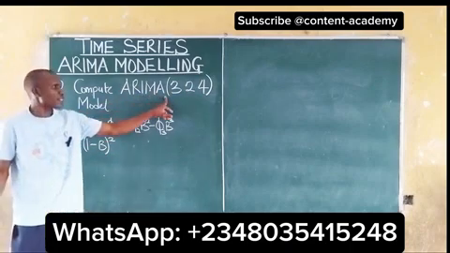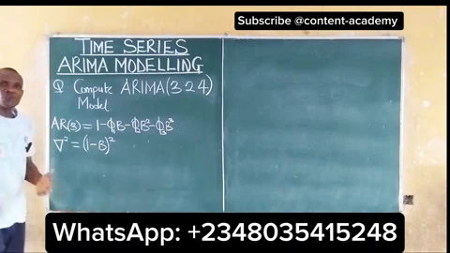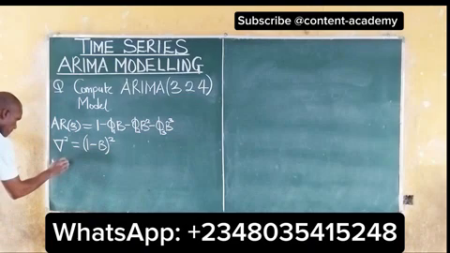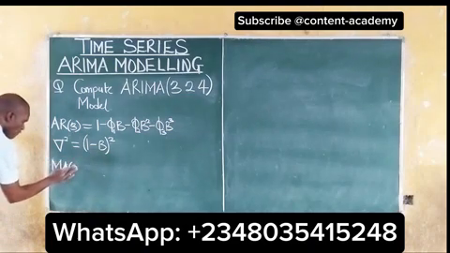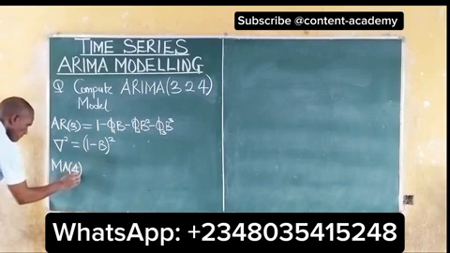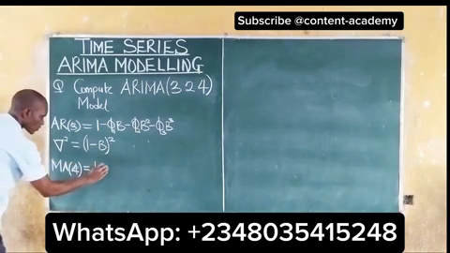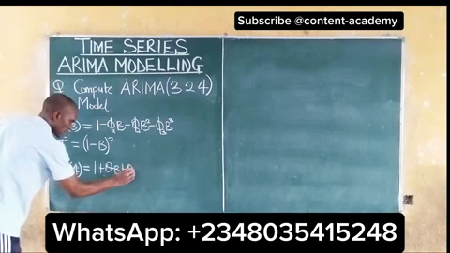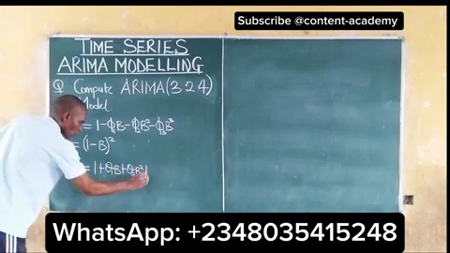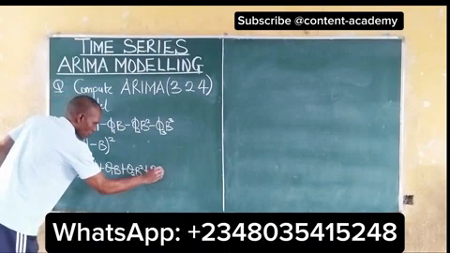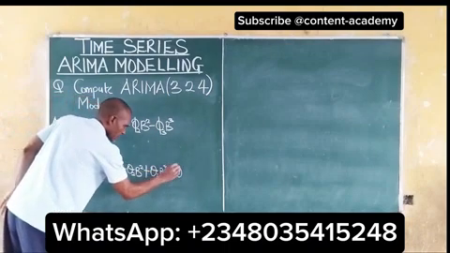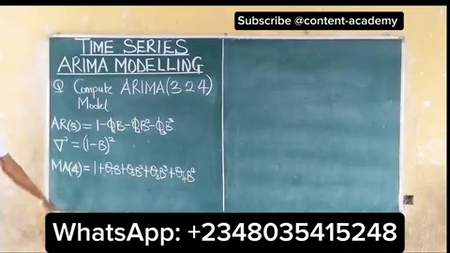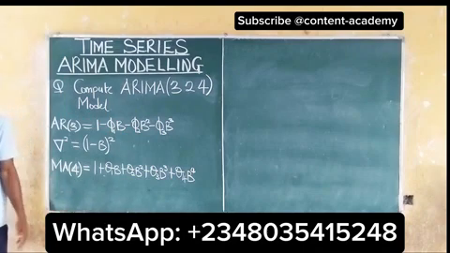Now, the moving average part is of order 4. The moving average of order 4 will give us 1 plus theta 1 B plus theta 2 B squared plus theta 3 B cubed plus theta 4 B to the power of 4. So this is what we have.